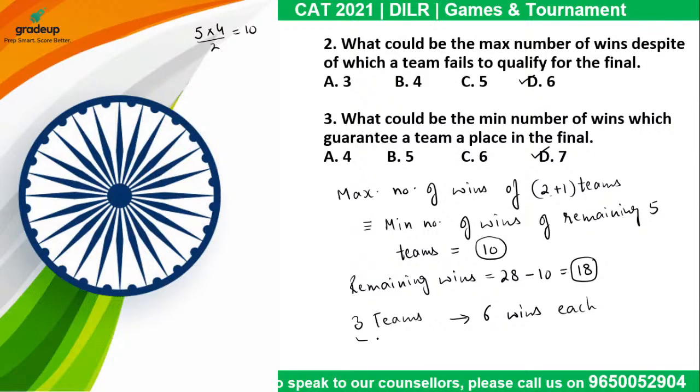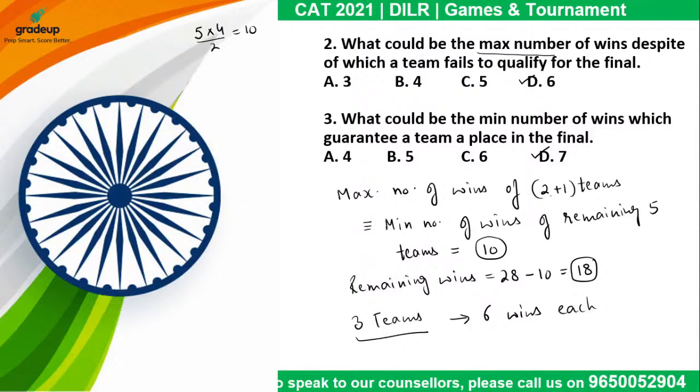And out of these 3 teams, only 2 teams will move to the finals, while one of the teams would be eliminated. So can we say 6 is the maximum number of wins, okay, despite which a team fails to qualify for the final. And similarly, if this is 6, so can we say अगर एक win भी ज़्यादा करोगे तो guarantee हो जाएगा, because this is the maximum such value. Okay, ये maximum value है जिसके बाद भी team final में नहीं पहुंच पा रहा.